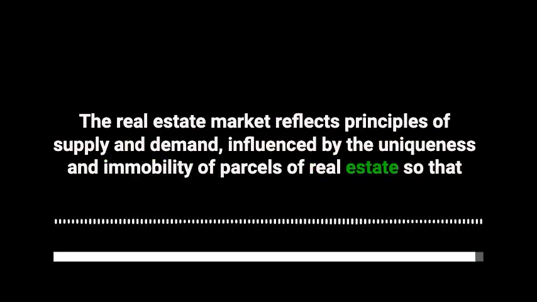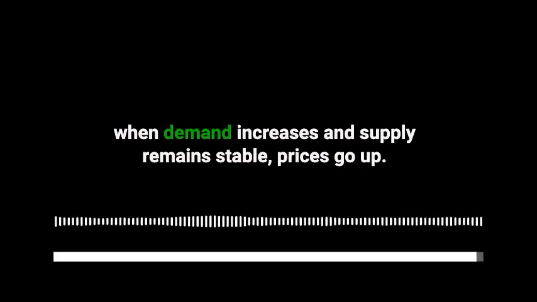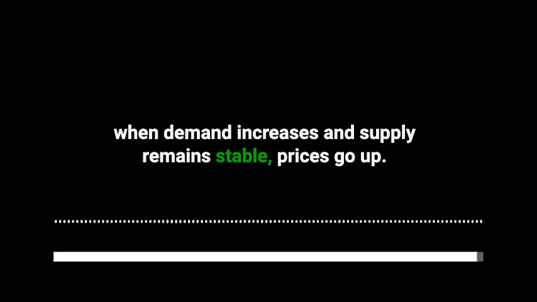The real estate market reflects principles of supply and demand, influenced by the uniqueness and immobility of parcels of real estate, so that when the supply increases and demand remains stable, prices go down, and when demand increases and supply remains stable, prices go up.